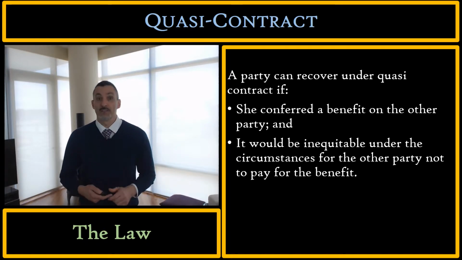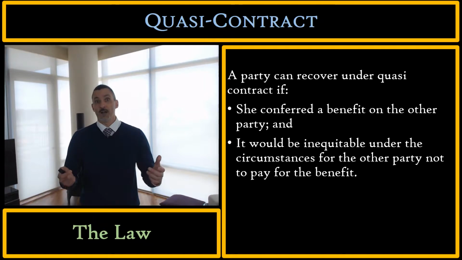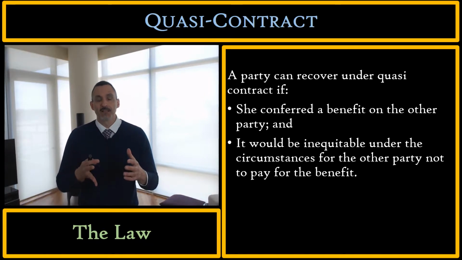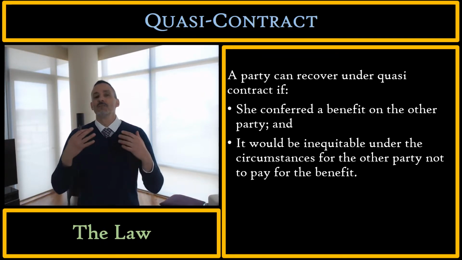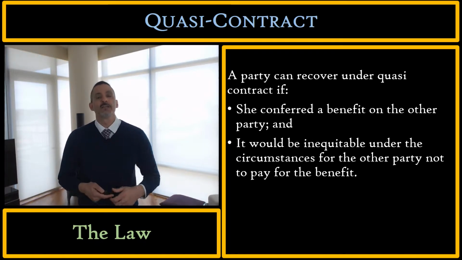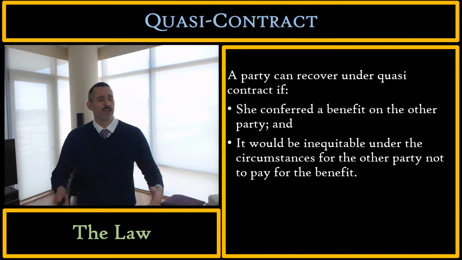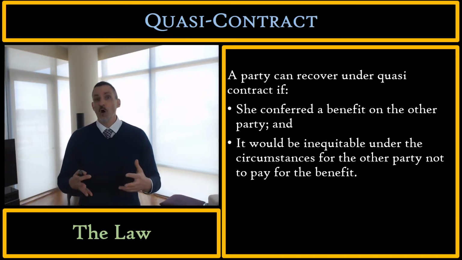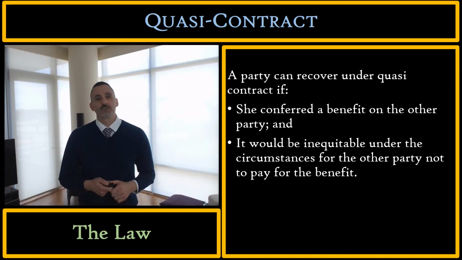So now we go to the second element of quasi-contract. The question now is, would it be inequitable to allow homeowner B to keep that patio, to keep the benefit without paying the contractor for it? Now, you look at that word inequitable. Simply what inequitable means is, is it fair? Inequitable is just another word for fairness. So you're looking at this doctrine and you see this doctrine is not based on contract. It's not based on an agreement between the parties. It's based on fairness. And anytime we're talking about fairness, fairness is a very vague term. So hopefully the law gives us some sort of standard to determine what is fair.